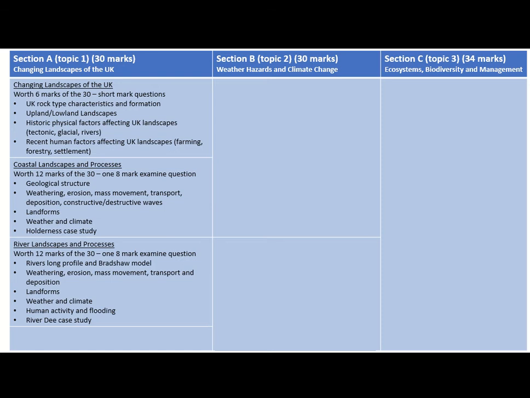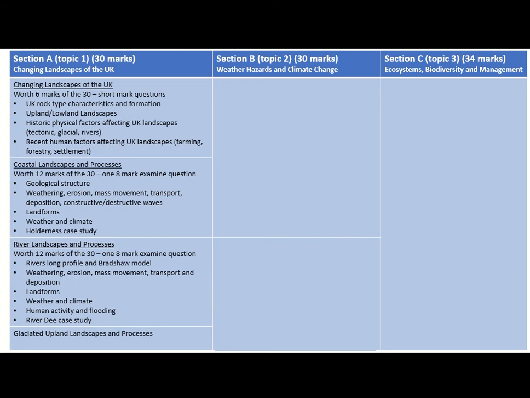Weather and climate and how that is also affecting river landscapes. Again, more specifically, things like river erosion or river flooding. Human activity and flooding in a general section, and a case study again, the River Dee case study in this case. Now, you'll notice there's an extra little section underneath here, which is if we were studying glaciated upland landscapes and processes, but we don't do this. The reason we don't is because you don't need to study all 3: coasts, rivers and glaciated upland landscapes. You'll only have to do 2 of the 3.